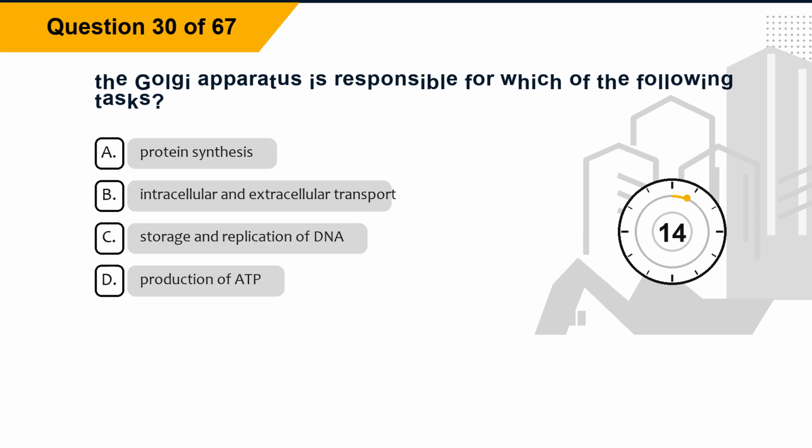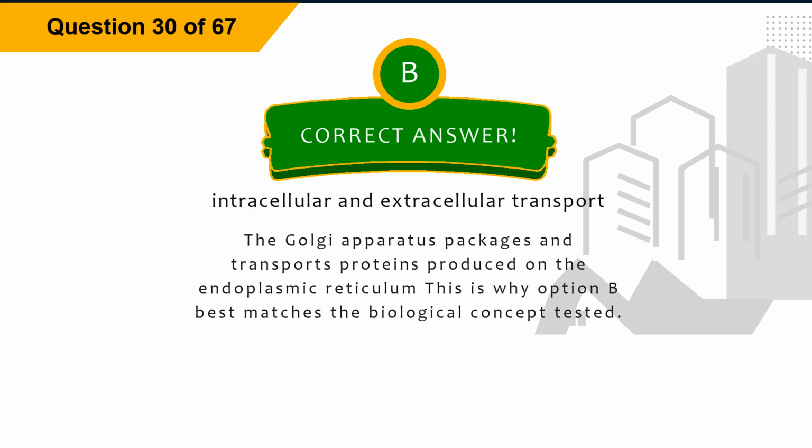Question 30. The Golgi apparatus is responsible for which of the following tasks? Option A, protein synthesis. Option B, intracellular and extracellular transport. Option C, storage and replication of DNA. Option D, production of ADP. The correct answer is option B, intracellular and extracellular transport. Explanation: the Golgi apparatus packages and transports proteins produced on the endoplasmic reticulum. This is why option B best matches the biological concept tested.